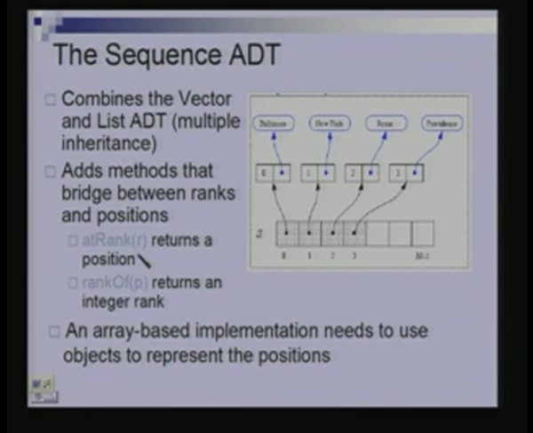Given a particular rank R, the method at rank will return me the position corresponding to this rank, and given a position P, the rank of method will tell me the rank corresponding to this position. So, you could have an implementation of this kind for a sequence. What is this? This is an array.